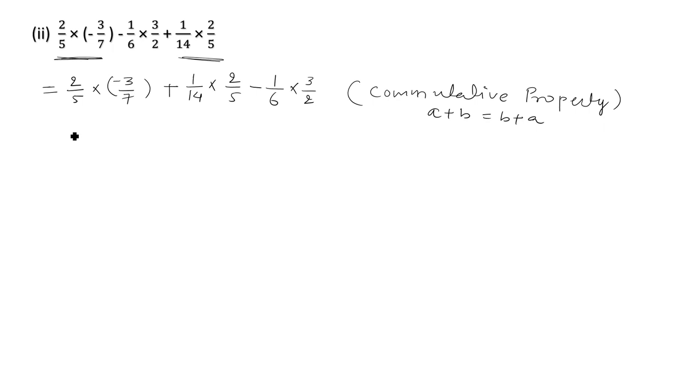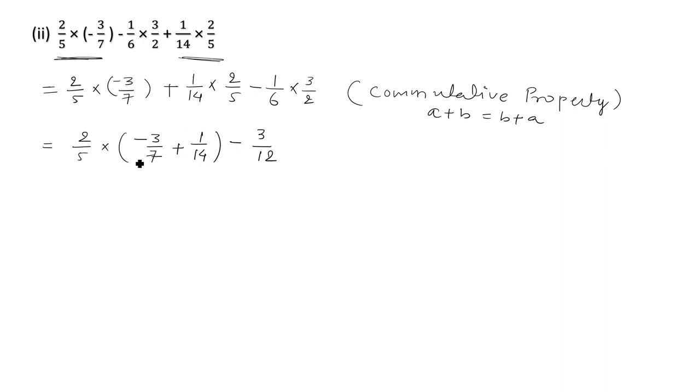Now here 2 upon 5 and here also 2 upon 5 similar, so we take it outside. Okay, here what is remaining? Minus 3 upon 7. Okay, and here 2 upon 5 we already took common, so the remaining part is 1 upon 14. Now last part we write, now we can multiply. So 3 ones are 3, so 6 twos are 12. Now here we take 2 upon 5 into minus 3 upon 7 plus 1 upon 14.